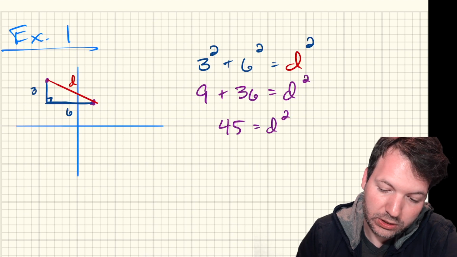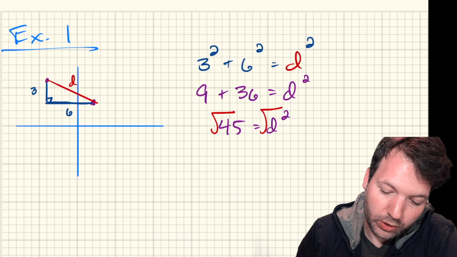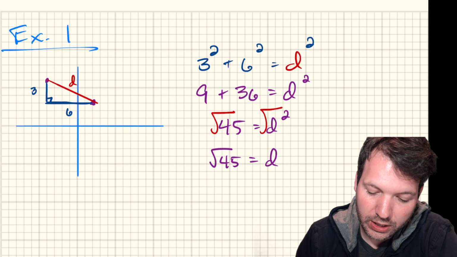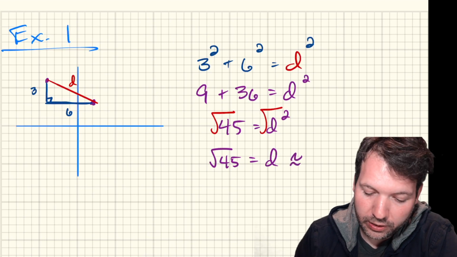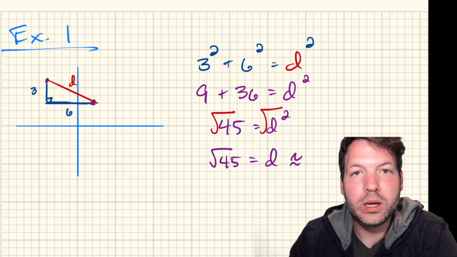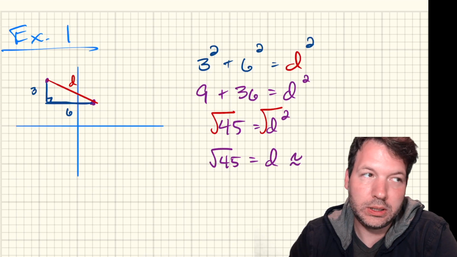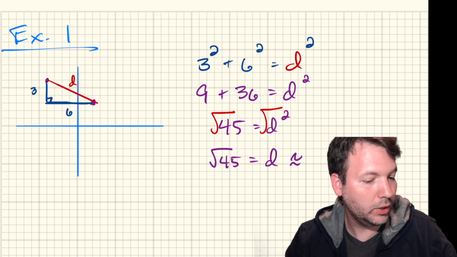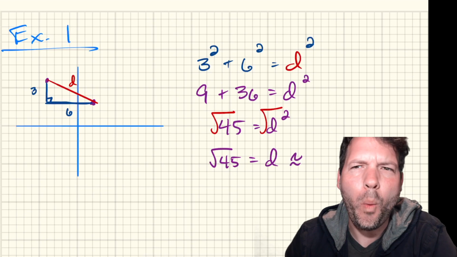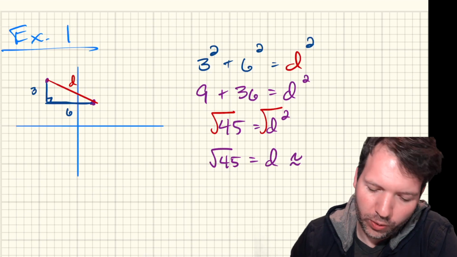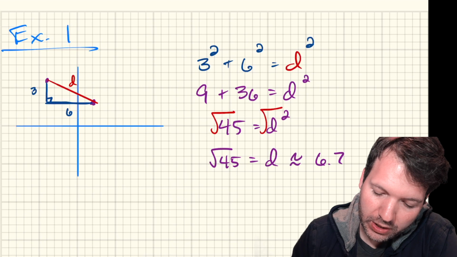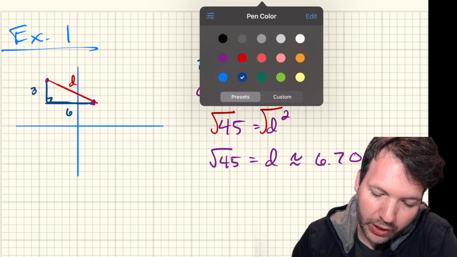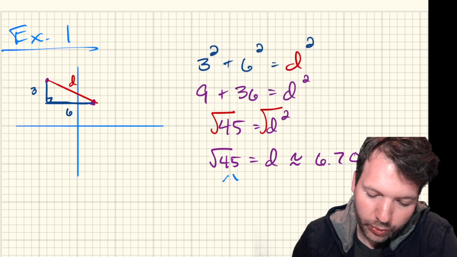45 equals d squared. We can take our square root on both sides, and we get that the square root of 45 equals d. We could go to the calculator if need be, and say, oh, that's pretty close to 6.7-ish, I bet. Should we find out? Square root of 45. Oh my gosh, 6.708. So we could say that's about 6.708.